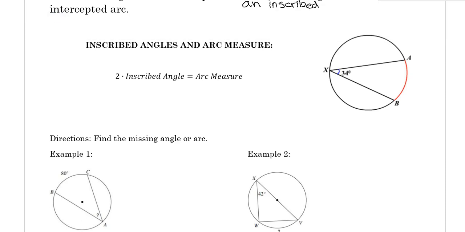Again, we might have to use some other things. We still might have to use that a circle is 360, and a semicircle is 180, vertical angles are congruent. The other thing, remember that triangles also add up to 180 degrees. That might also be something, especially with inscribed angles, that we have to use.